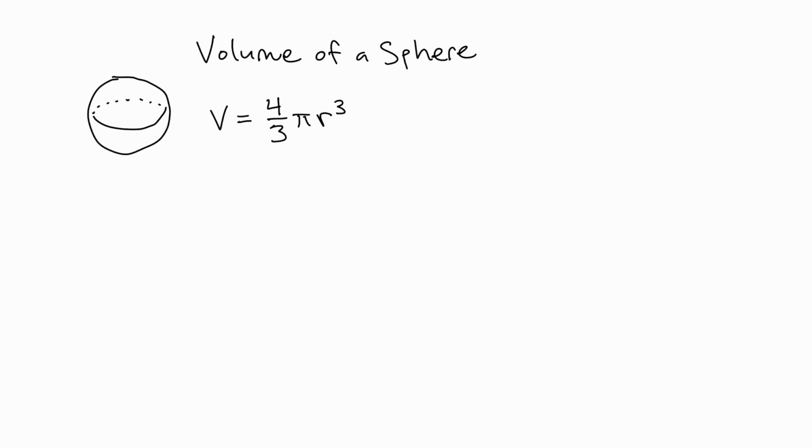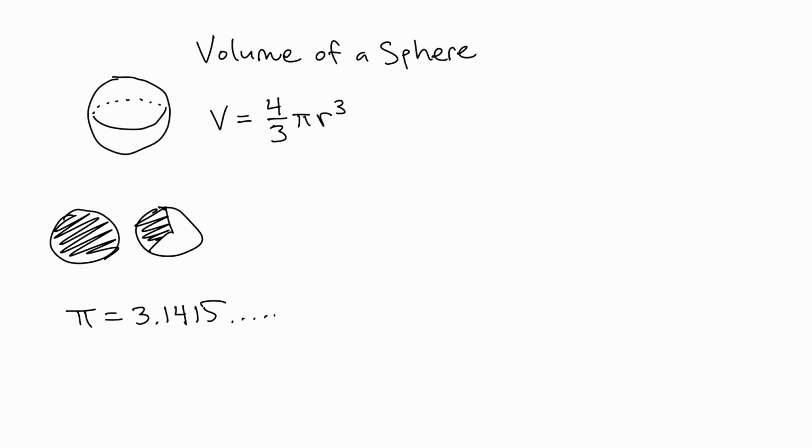Now, what does all this gibberish looking stuff say? Well, 4/3 is a fraction, which you can think of as 1 and 1/3. And then pi is a constant that has an infinite number of decimal places, but we're just going to round it to the nearest 2 decimal places. So we're going to say pi equals 3.14 just for this video.